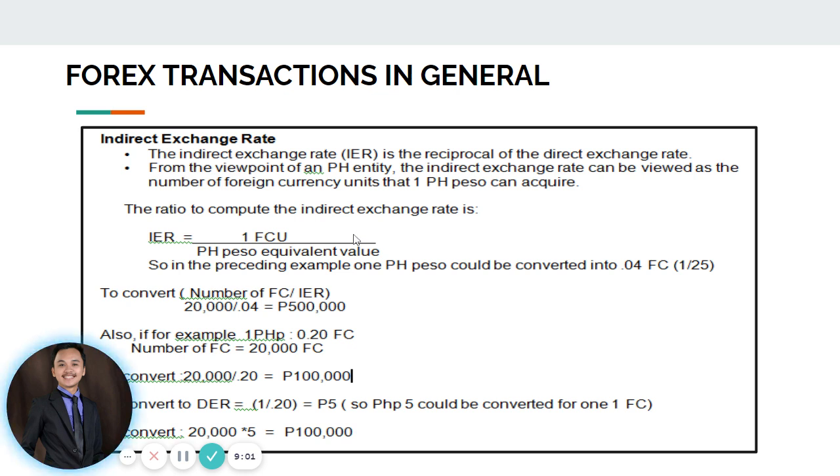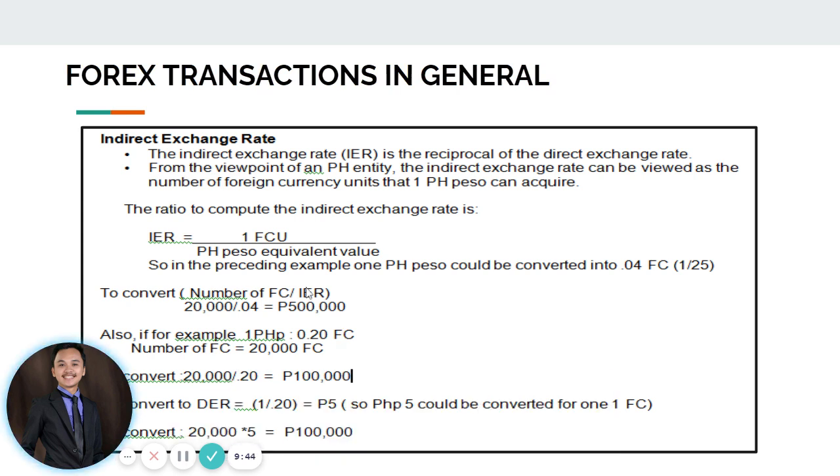So in this case, the ratio to compute the indirect exchange rate will be the exact opposite of the formula to compute your direct exchange rate, which is, in this case, your numerator will no longer be the Philippine peso, but rather the foreign currency unit. So at the top, we have the foreign currency unit, and in your denominator, you have your Philippine peso equivalent value. So, in the preceding example, one Philippine peso could be converted into 0.04.